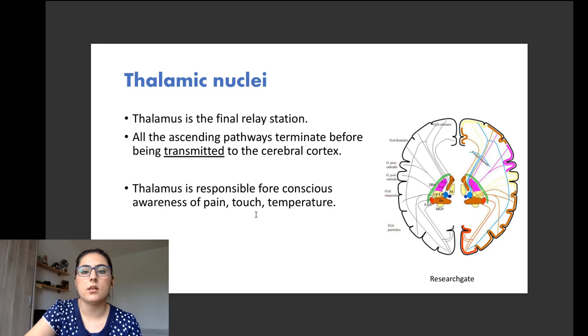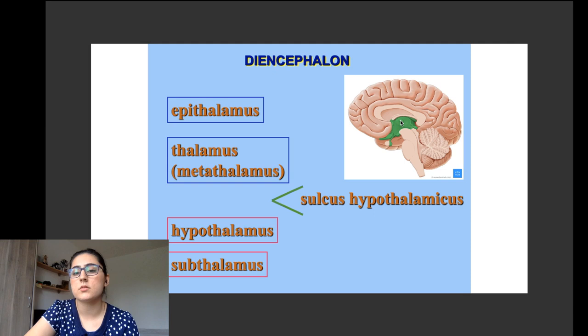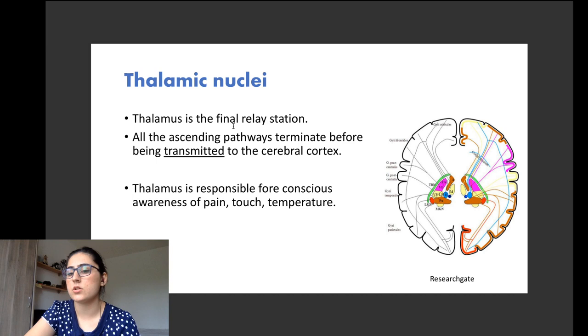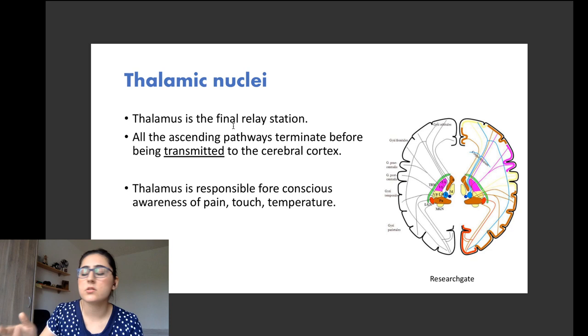The main thing you have to know for anatomy is that all the ascending pathways terminate before being transmitted to the cerebral cortex. So all the fibers that are going to go to the cortex, which is over here, are going to have to pass through this thalamus. So the key word is the relay station, the final relay station. That's the word they want to hear if they ask you, what's the function of the thalamus? Relay.